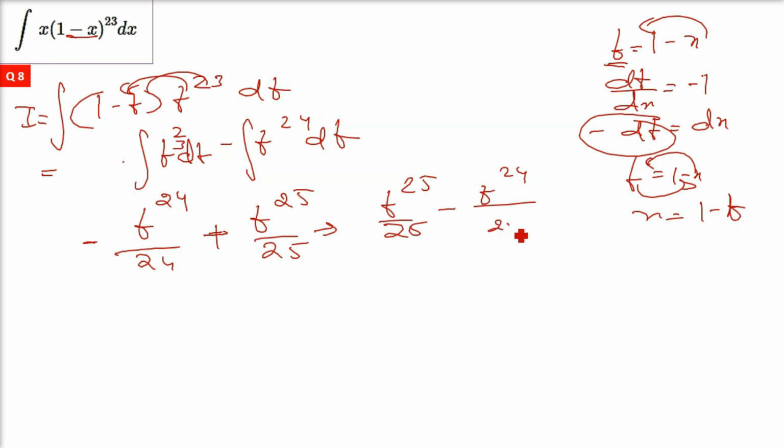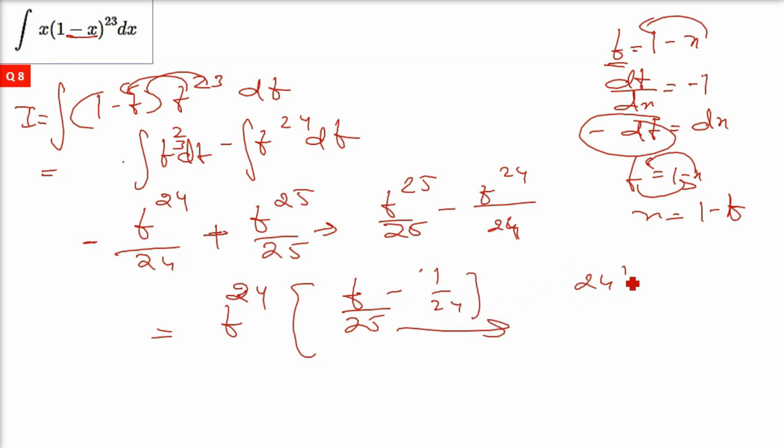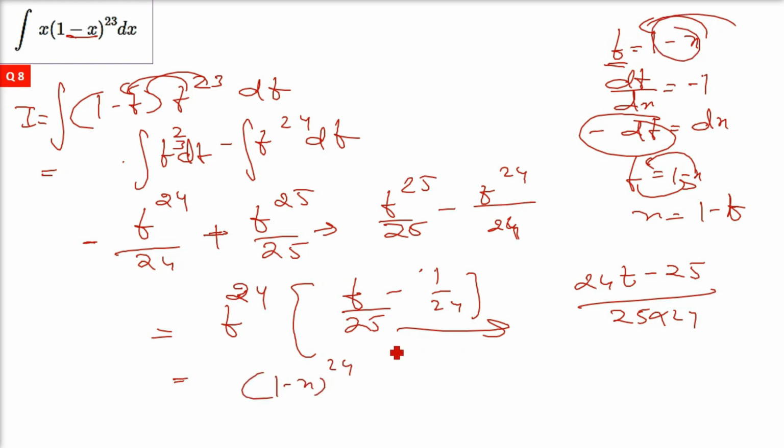So I'm just rearranging, and t raised 24 can be taken outside because that is possible here. So what is inside? t by 25 minus 1 by 24. So we'll take the LCM here. I'm taking this bracket only: 24t minus 25 divided by 25 into 24, which will be equal to, what is that? The number is it 600 or 800? So now I'm replacing t by this 1 minus x. So 1 minus x to the power 24 divided by 600, because 25 into 24 is 600.